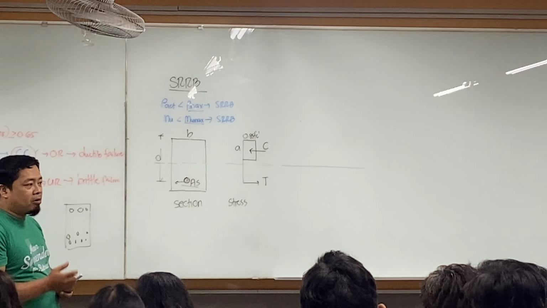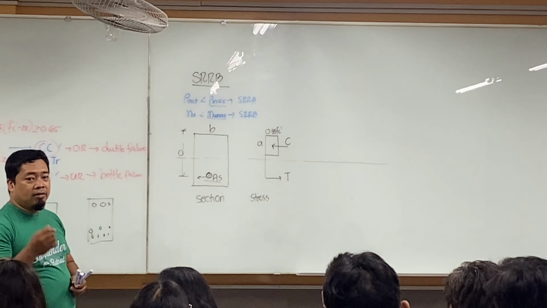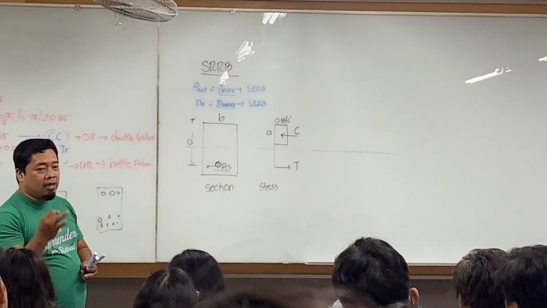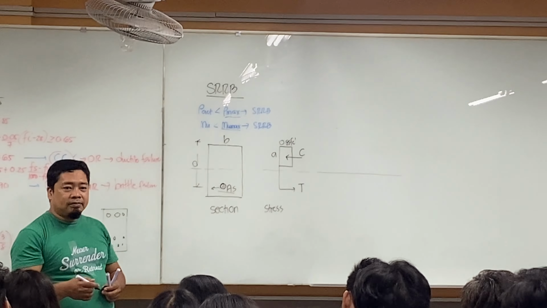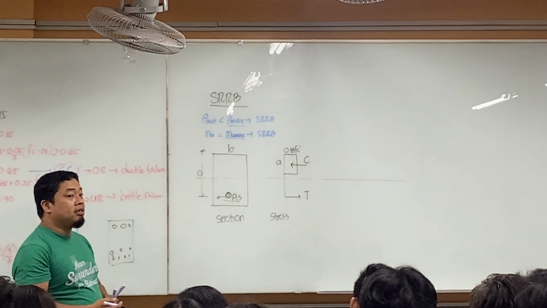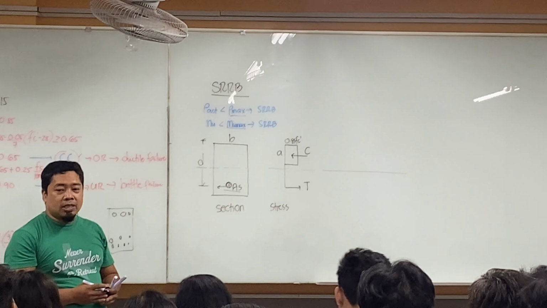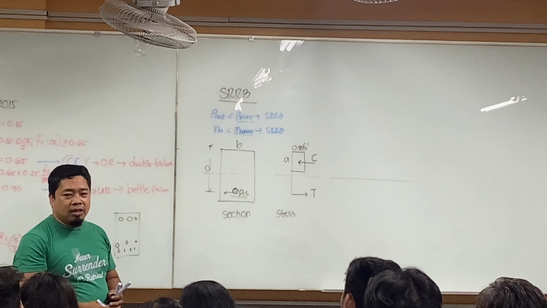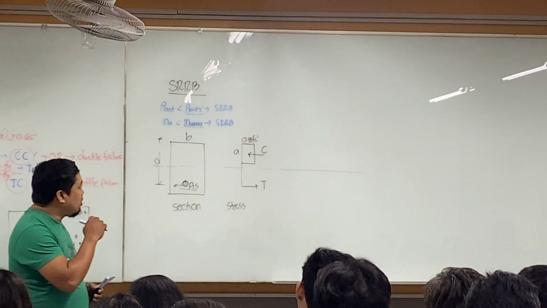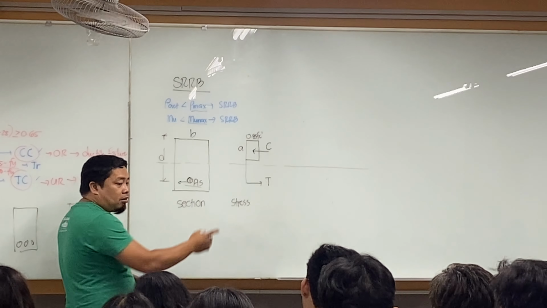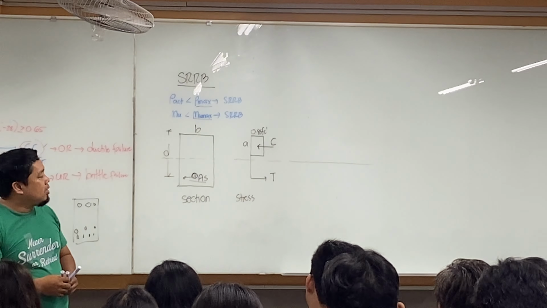That's why, for compression members in RC, there is the column, the pedestal. In steel design, there is no such thing. That is in reinforced concrete. Footings too. This is reinforced concrete. That's why we know that RC or concrete is stronger in compression.